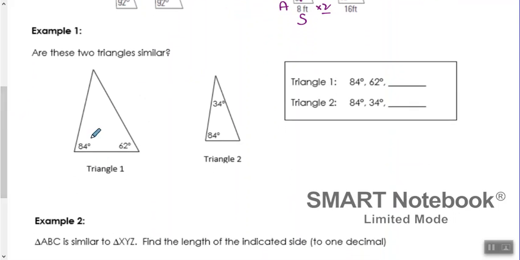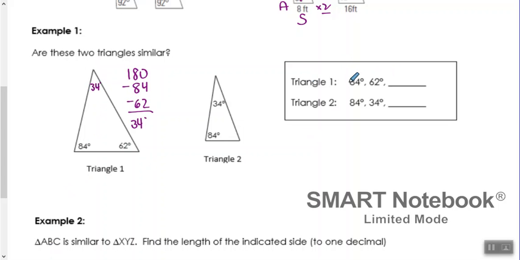Okay, so are these two triangles similar? Well, here I'm given an angle of 84 and 62, and here I'm given an angle of 84 and 34. Right, so it doesn't really look like it's similar, but I was not given corresponding sides. So let's take a look here. Let's do 180 minus 84 minus 62, and we get 34 degrees. So this angle appears 34 degrees.